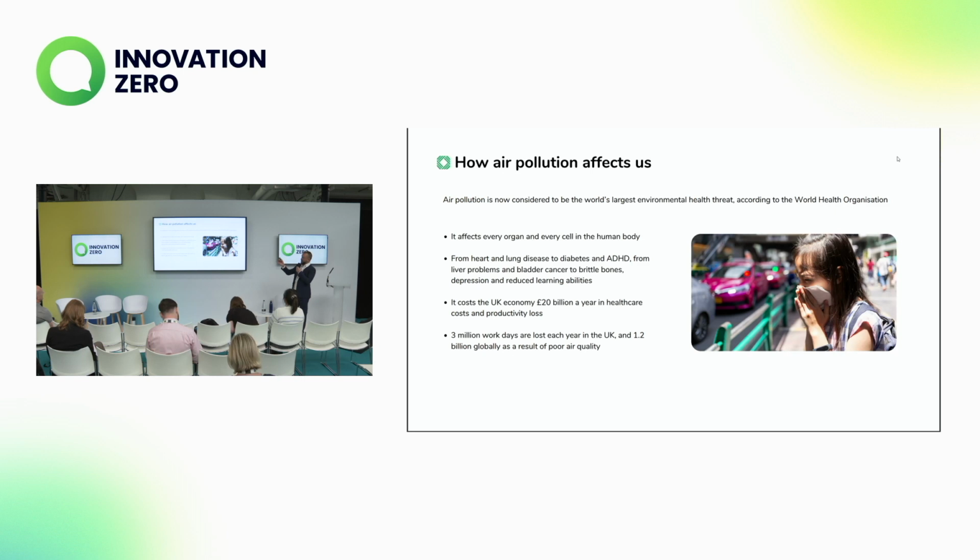So from heart and lung disease to various other terrible issues that end up being fatal for many people, there's a huge reason to solve this problem sooner rather than later. It costs the UK economy alone £20 billion a year, which is absolutely staggering. The majority of that cost is actually a financial burden borne by the NHS, usually trying to resolve things like asthma, but it's also contributed to by a loss of productivity, so people having sick days. That equates to, in numerical terms, 3 million work days a year in the UK alone, and a staggering 1.2 billion days a year globally.